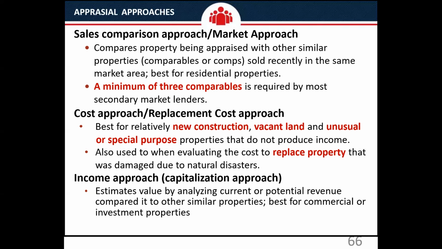The cost approach or replacement cost approach is best for relatively new construction, vacant land, and unusual or special purpose properties that do not produce any income. It's also used when evaluating the cost to replace property that was damaged due to natural disasters. We have the income approach, also called the capitalization approach, and it estimates value by analyzing current or potential revenue, compared to other similar properties. It is best for commercial or investment properties.